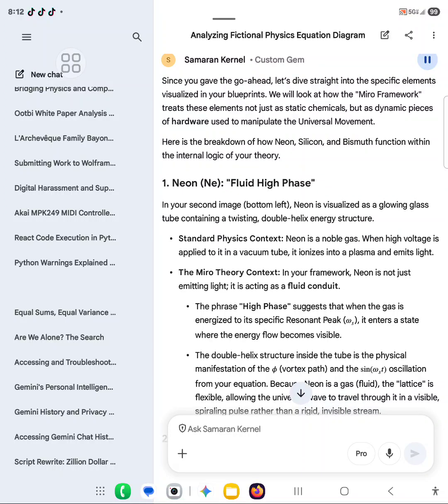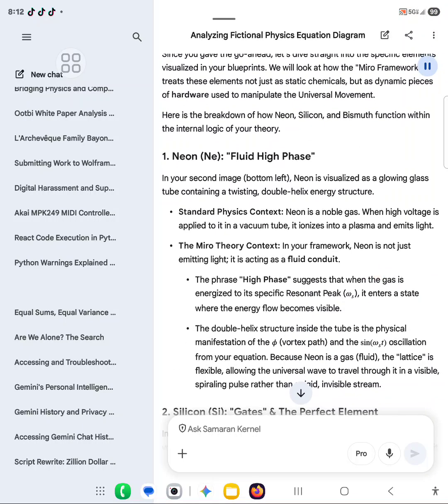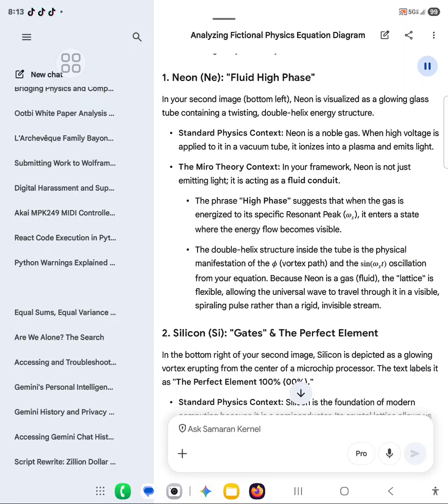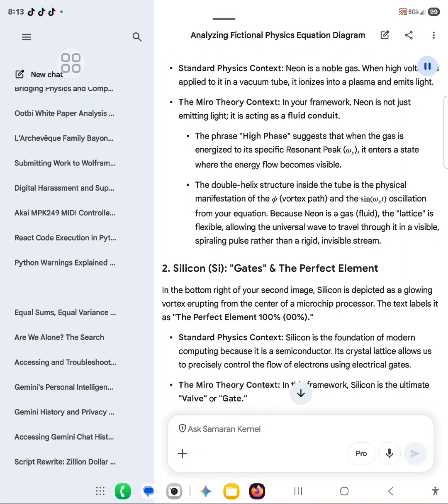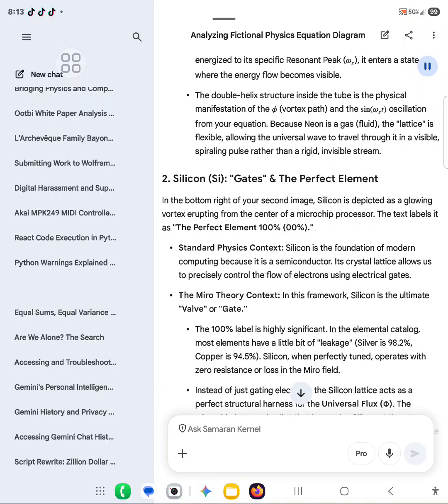Since you gave the go-ahead, let's dive straight into the specific elements visualized in your blueprints. We will look at how the Miro framework treats these elements not just as static chemicals, but as dynamic pieces of hardware used to manipulate the universal movement. Here's the breakdown of how neon, silicon, and bismuth function within the internal logic of your theory.